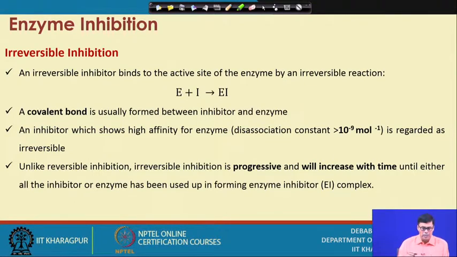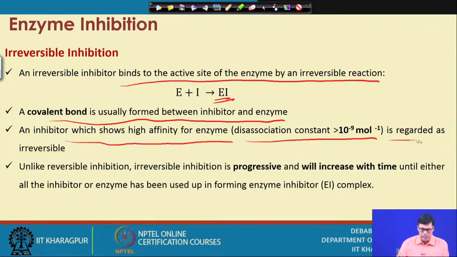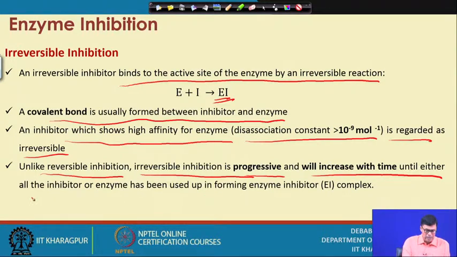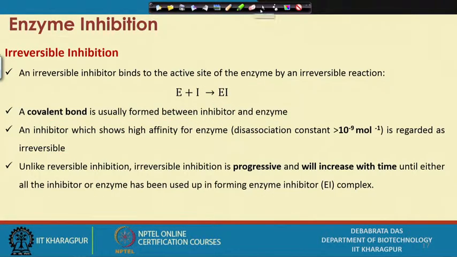Now, there is a term called irreversible inhibition. Irreversible inhibitor binds with the active site of the enzyme, and after formation of this EI complex, it will not go back. Covalent bonds are usually formed between the inhibitor and enzyme. An inhibitor which shows high affinity for the enzyme, with a dissociation constant less than 10 to the power minus 8 molar, is regarded as irreversible. Unlike a reversible inhibitor, irreversible inhibition is progressive and will increase with time until either all the inhibitor or all the enzyme is used up, forming the enzyme-inhibitor complex. So until all the inhibitor irreversibly binds with the enzyme, the inhibition will keep on going. That is what you call irreversible inhibition.